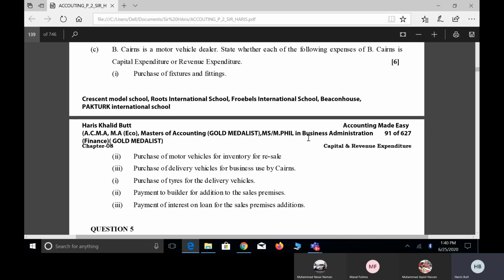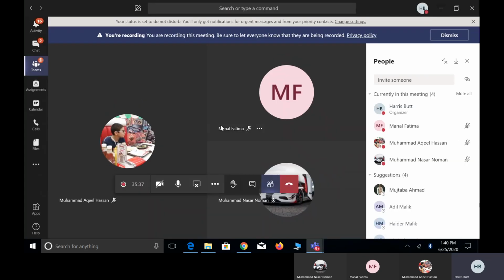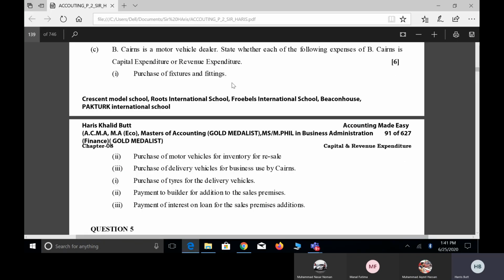Purchase of fixture and fitting. जी अकील बताएं, capital expenditure or revenue expenditure? Capital expenditure. Exactly, it's a capital expenditure, because when you purchase fixture and fitting, it's a non-current asset, so it is a capital expenditure. अकील आप आगे बताएंगे साथ साथ मेरे. परचेज ऑफ मोटर व्हीकल फॉर इन्वेंट्री फॉर रीसेल, ये क्या होगा?